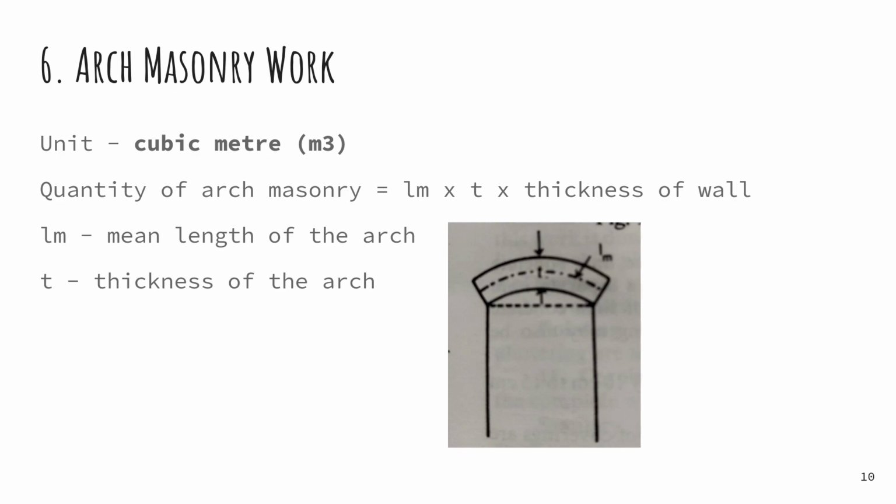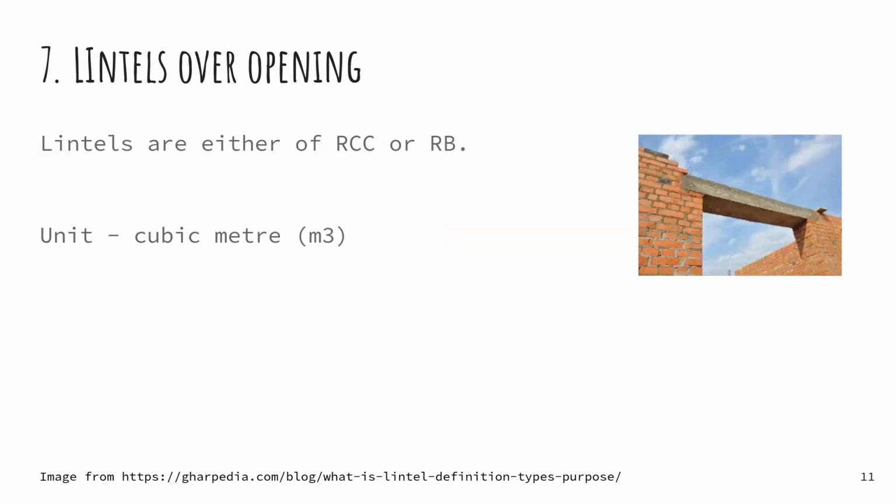The next one is lintels opening, and lintels are either of RCC or RB. RCC stands for reinforced cement concrete and RB stands for reinforced brick. And the unit again is cubic meter. So towards the right, you can see the picture of a lintel. So here we have an opening, possibly a door.